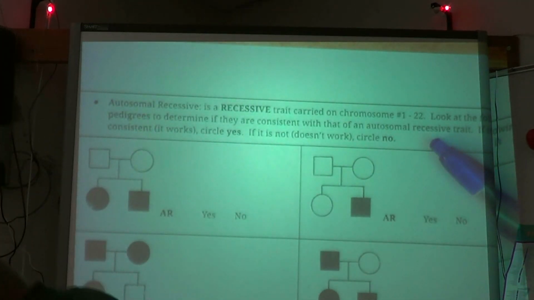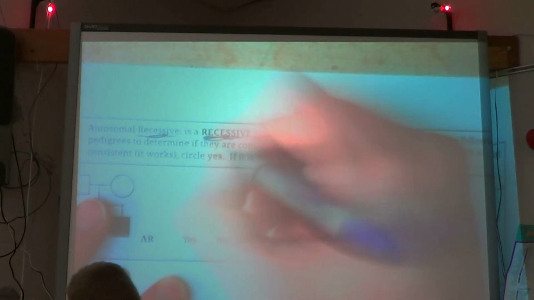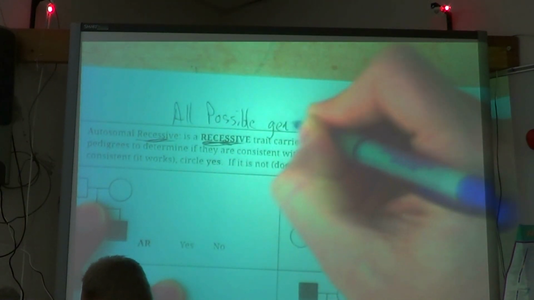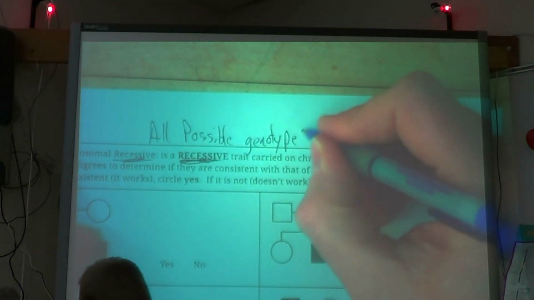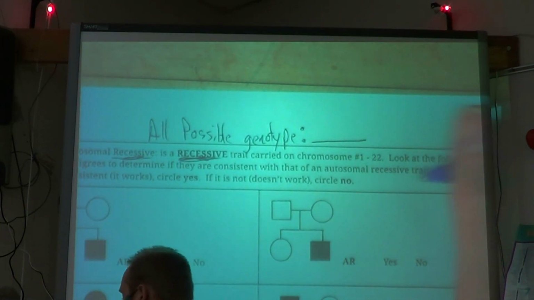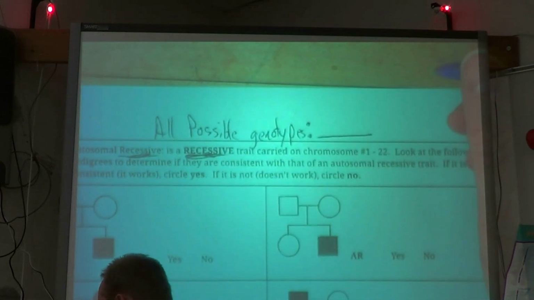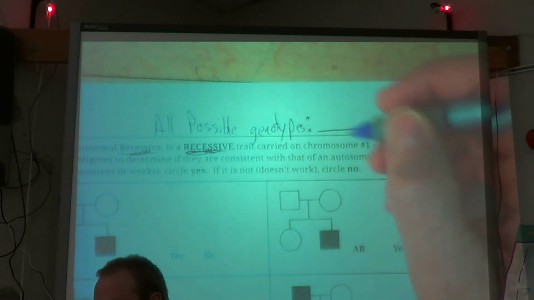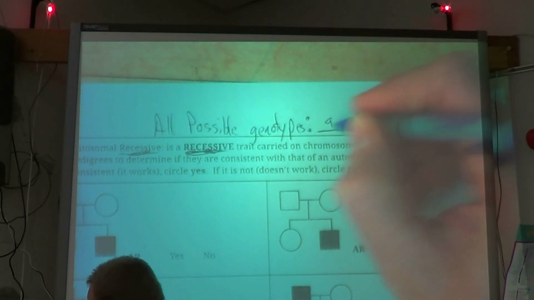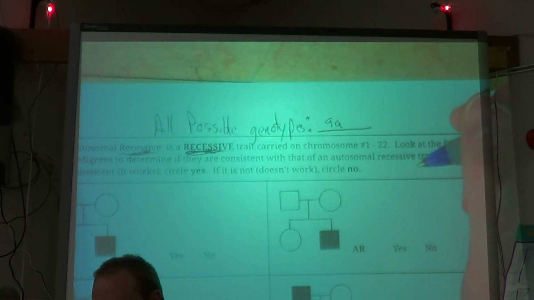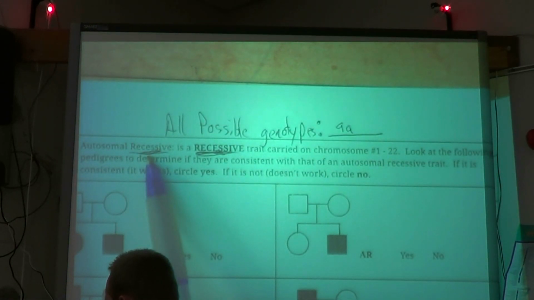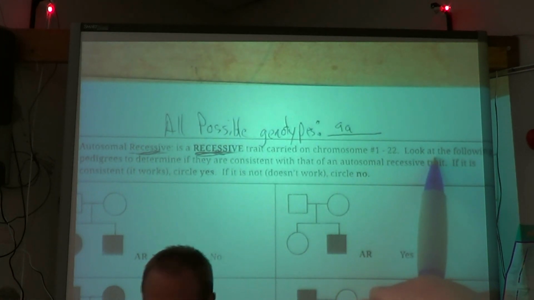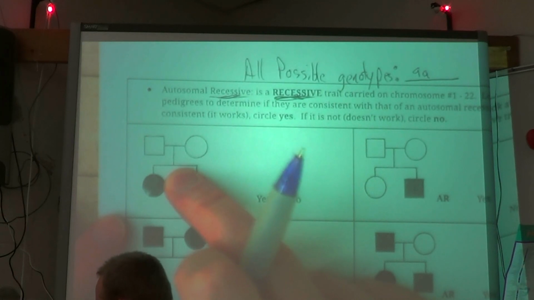Okay. Again, for autosomal recessive, if they have the recessive trait, what are all the possible genotypes for an individual using big A's and little a's? Little a. Are there any other possible genotypes? You can see the recessive and only the recessive. That's it. So when it's autosomal recessive, if we see that they have the trait, they are going to be little a. How do we know if they have the trait? They're shaded.